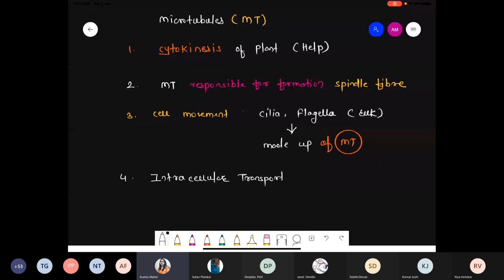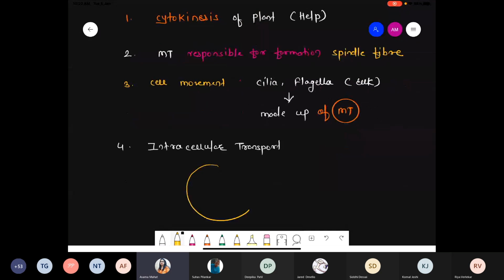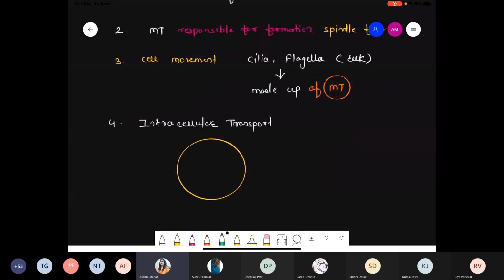So intracellular transport. What is the meaning of intracellular transport? Suppose this is one cell. Inside the cell, at the center, there is the nucleus. Now a vesicle can move from the periphery to the center and from the center to the periphery. So whatever vesicles move inside the cell from the periphery towards the nucleus, and from the nucleus towards the periphery, such kind of transport is called intracellular transport. Intracellular transport is nothing but vesicle movement within the cell.